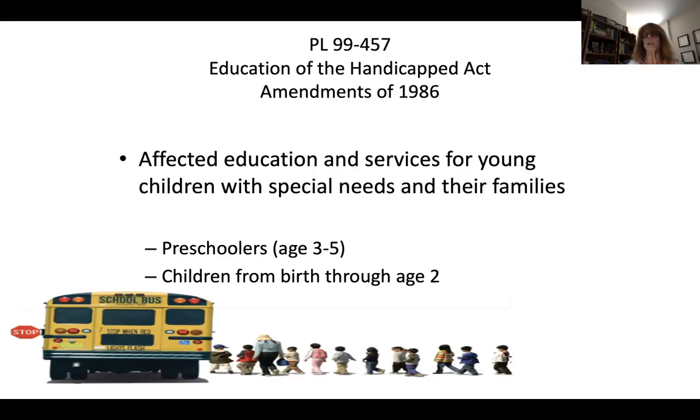In 1986, this amendment to PL 94-142 affected the education and services for young children. Those children who were considered preschoolers from the age of 3 to 5 were now included, as well as children from birth to age 2. It's really important to note that in this public law, families are really the strongest participants and givers of services with the support of professionals.